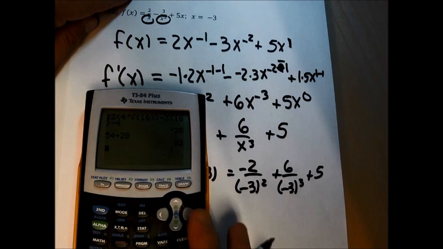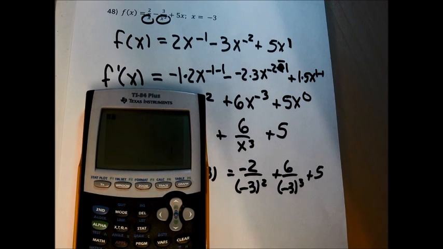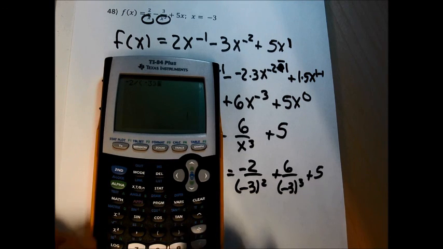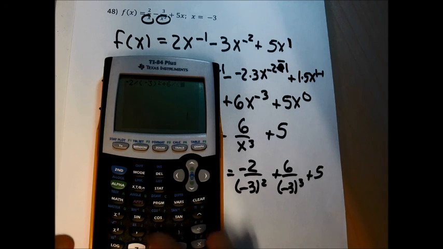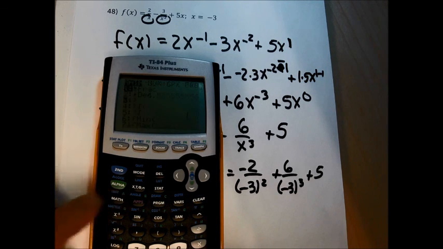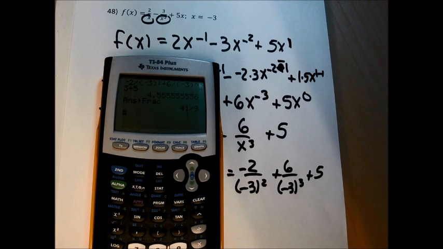It's completely fine. So I'm going to go negative 2 divided by parentheses negative 3 squared, and then plus 6 divided by parentheses negative 3 up arrow 3, and then plus 5. Enter, ugly decimal, math, enter, enter. I get 41 over 9 for my slope. Does that make sense?